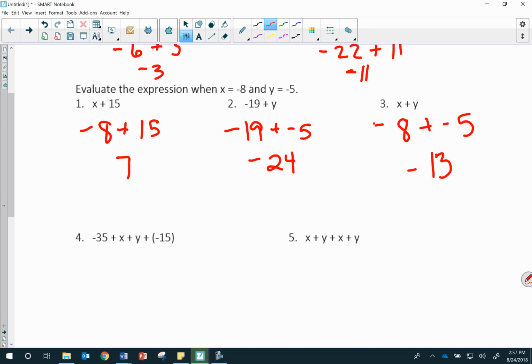Our answer would be negative 8 plus negative 5 plus negative 8 plus negative 5. As I've substituted the values in each time I saw an x and a y, I'm going to add this in 2 steps. All of our signs are the same, so we know our answer is going to be negative. Negative 13 plus negative 13 equals negative 26.